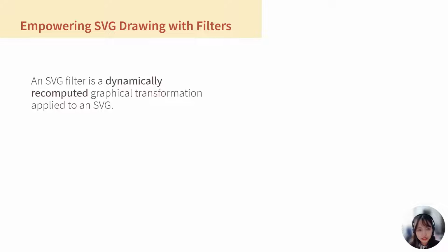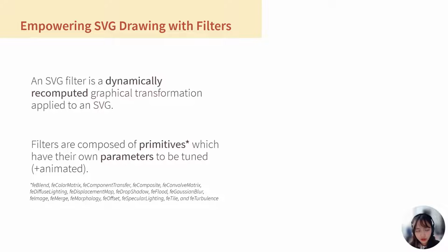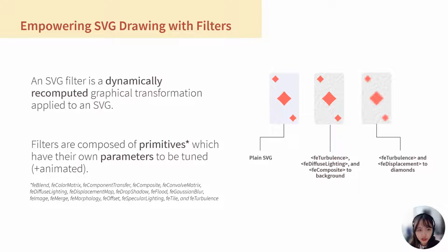Filtered Ink relies on the idea of SVG filters, which is a graphical transformation applied to an SVG that is recomputed dynamically at each rendering resolution. These filters are composed of primitives, a total of which I've listed below, which each have their own tunable parameters that can be additionally animated. And by rearranging these primitives and parameters in different combinations, a user can create different visual effects. I have an example here where the SVG on the left is a plain vector image, the one in the middle has 3 composited filters applied to the background, and the one on the right has 2 additional stacked filters applied to the foreground diamonds.